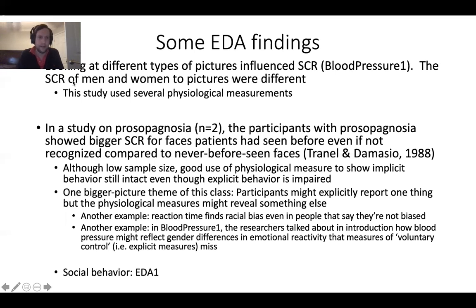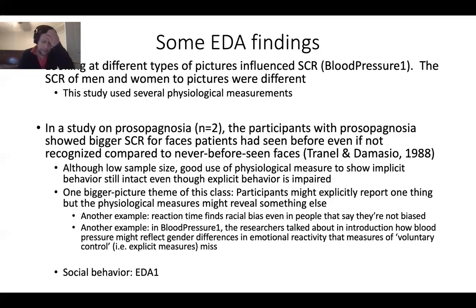And they were looking at the SCR, and they were comparing men and women's responses to different pictures. And I talked about these findings, so I'm not going to talk about them too much. Again, basically, men and women had different responses physiologically to the different types of pictures. So men and women had different responses. They did not respond exactly the same for the 5 different types of pictures that were shown in that study.